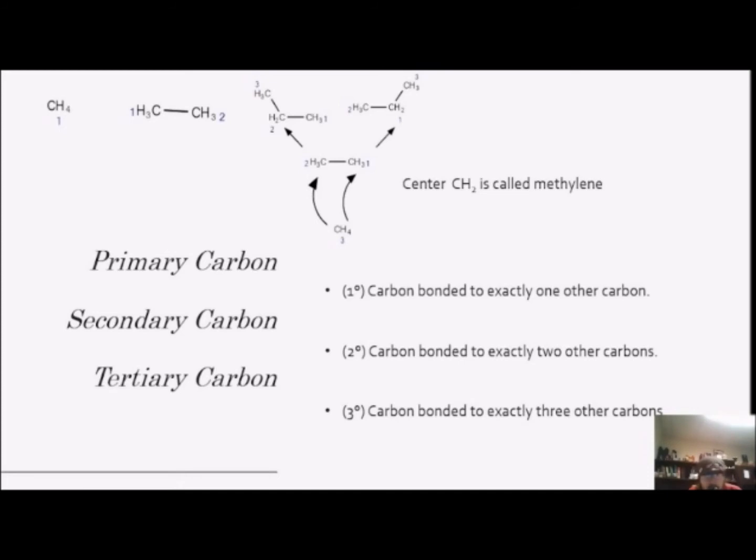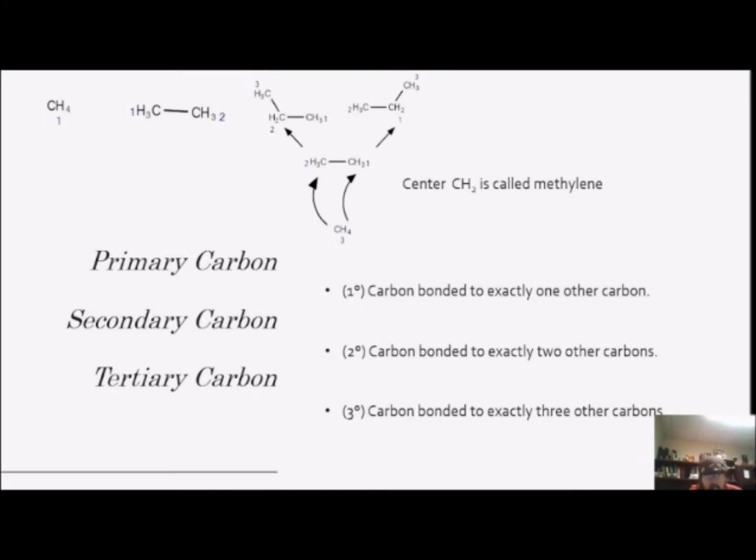If carbon 2 had an isotope on it, we would have a completely different molecule. So we're making a different carbon to be the center carbon, depending on how we do that. The center carbon, the center CH2, is often called a methylene group. So what we're doing is taking a primary carbon and turning it into a secondary carbon.